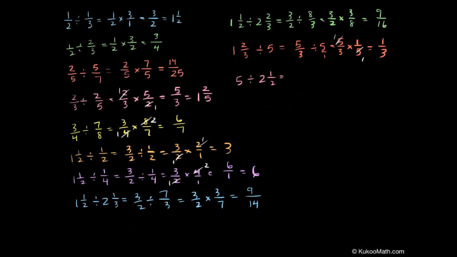And the last problem, 5 divided by 2 and 1/2, it's the same thing as 5 over 1 divided by 5 over 2, because we convert this to improper form. And that equals 5 over 1 times 2 over 5. And then we can simplify this, 1 and 1. So with that, our final answer is just 2.